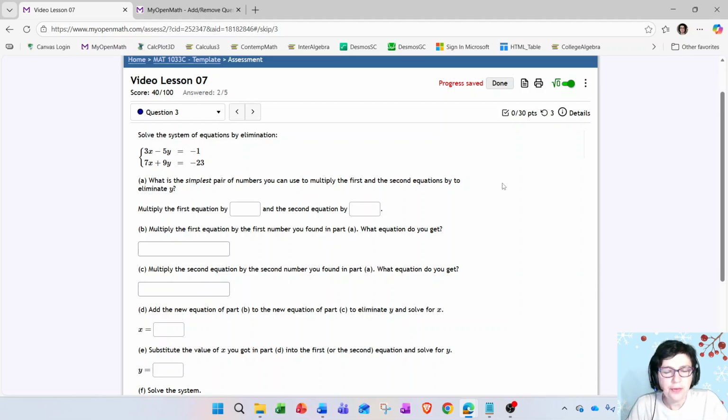Okay, guys, in this video, we are going to look at the hardest example of the method of elimination. And this is where you are going to have to multiply both equations by some number. And what they're asking us is what is the simplest possible pair of numbers you can think of so that you can multiply the first and second equation to eliminate y. Again, you can do the same thing with x. In this case, they just want y.